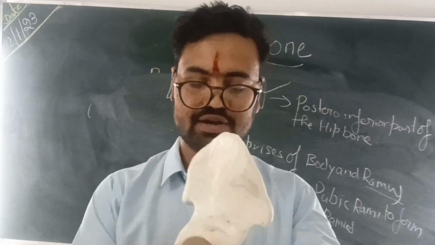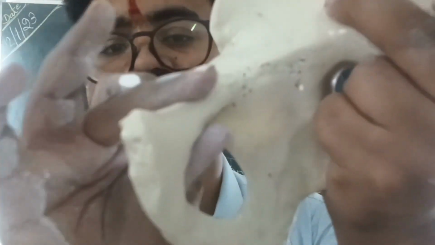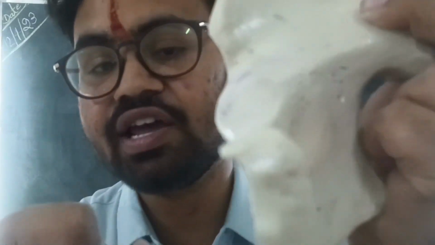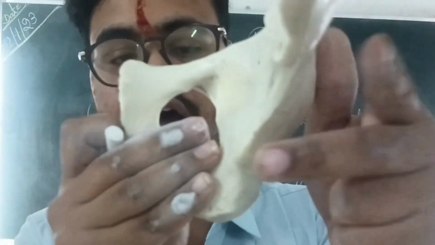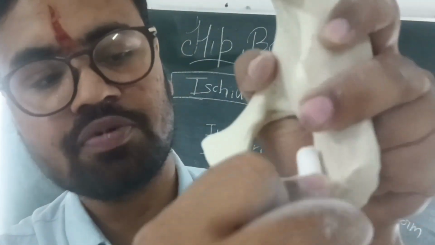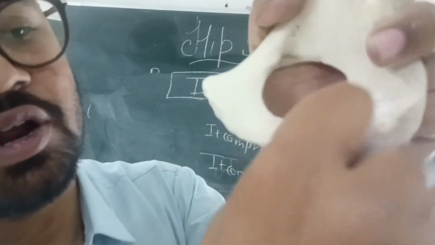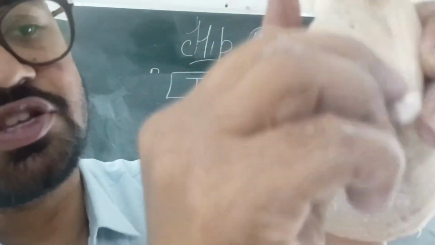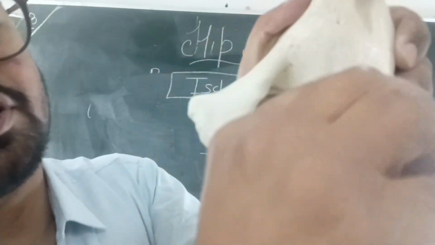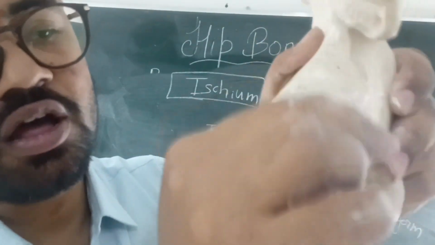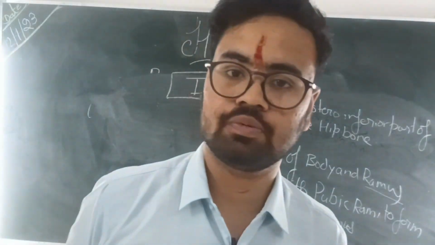Again, let me explain it. This is the superior ramus of the pubis bone. Note it down, pubis bone. This is the inferior ramus of the pubis bone. And up to here, this is the inferior ramus. But from here, see, this one is the ramus of the ischium, and this portion is the body of the ischium. I hope you got my point.